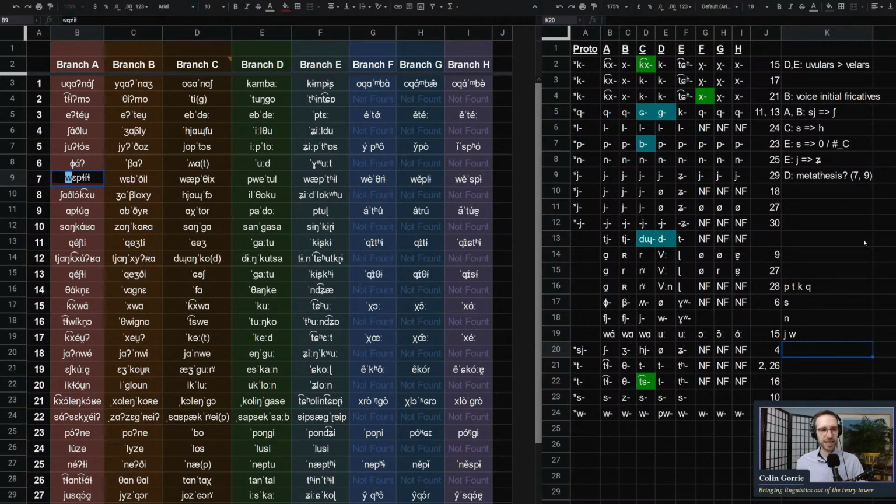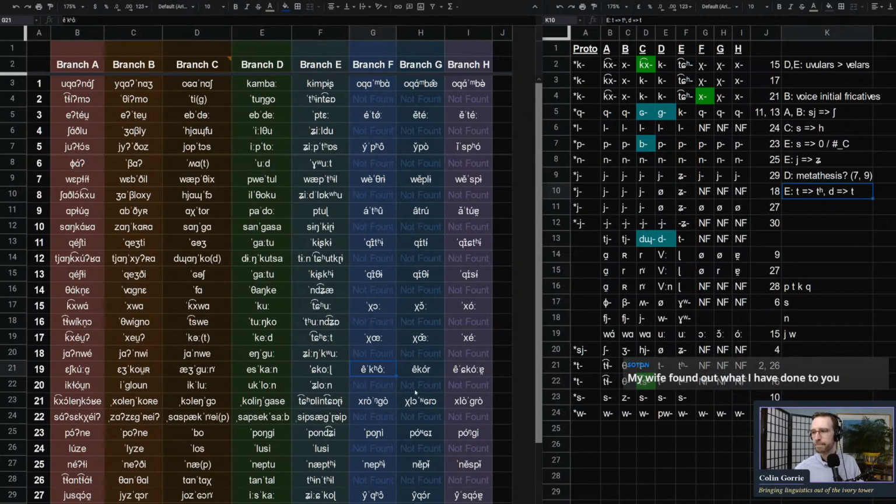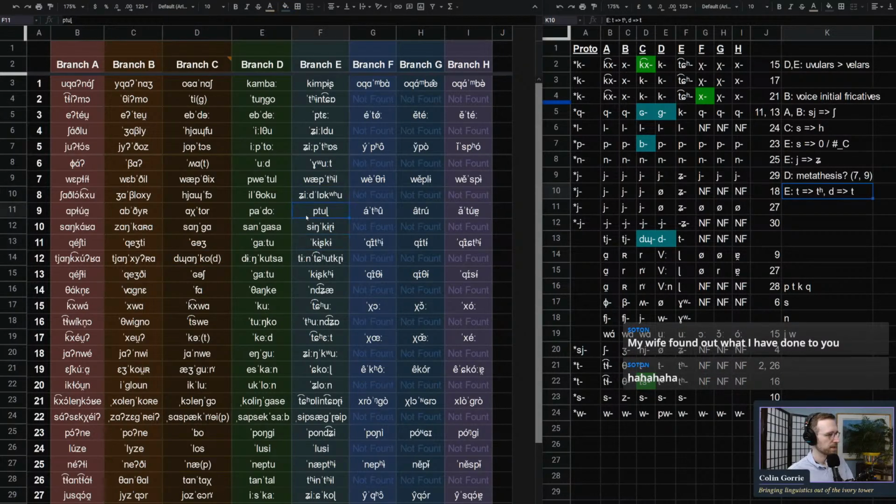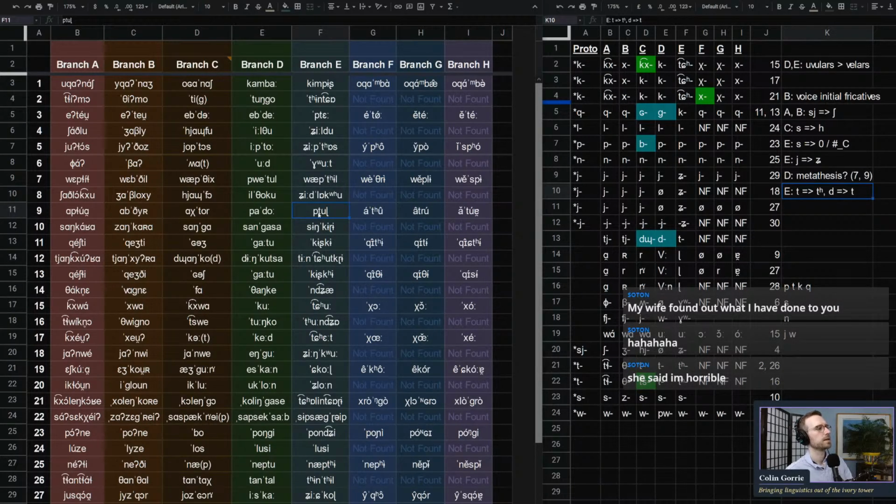Quayne points out the E seems to have a chain shift where we go from T to aspirated T and D to T. What's the D to T from? Where did we get that evidence? Maybe from this tool.